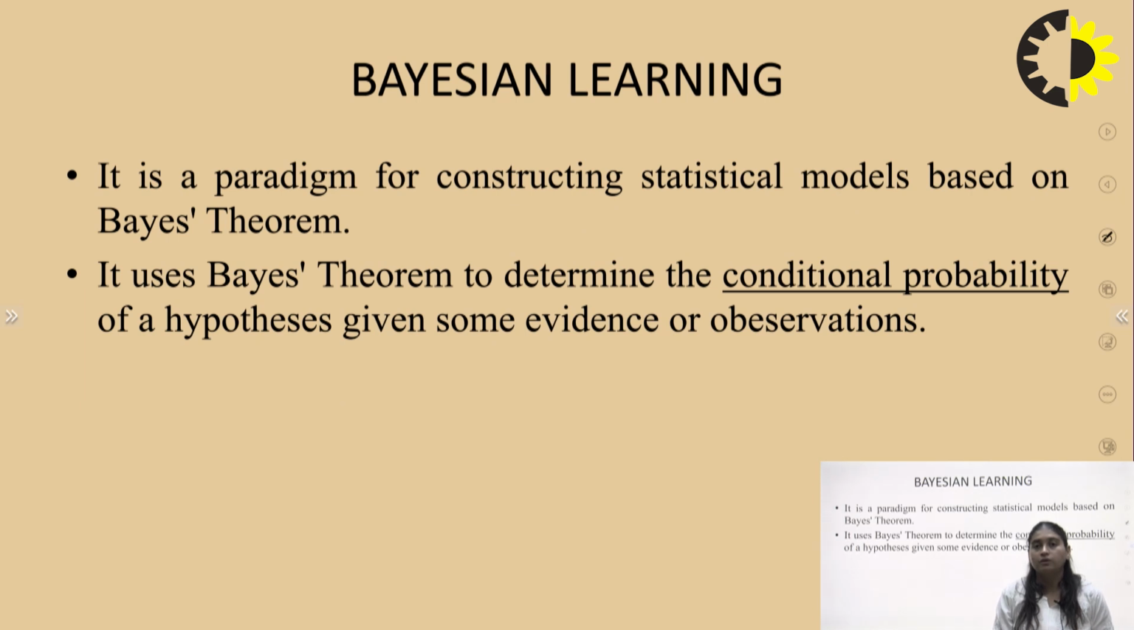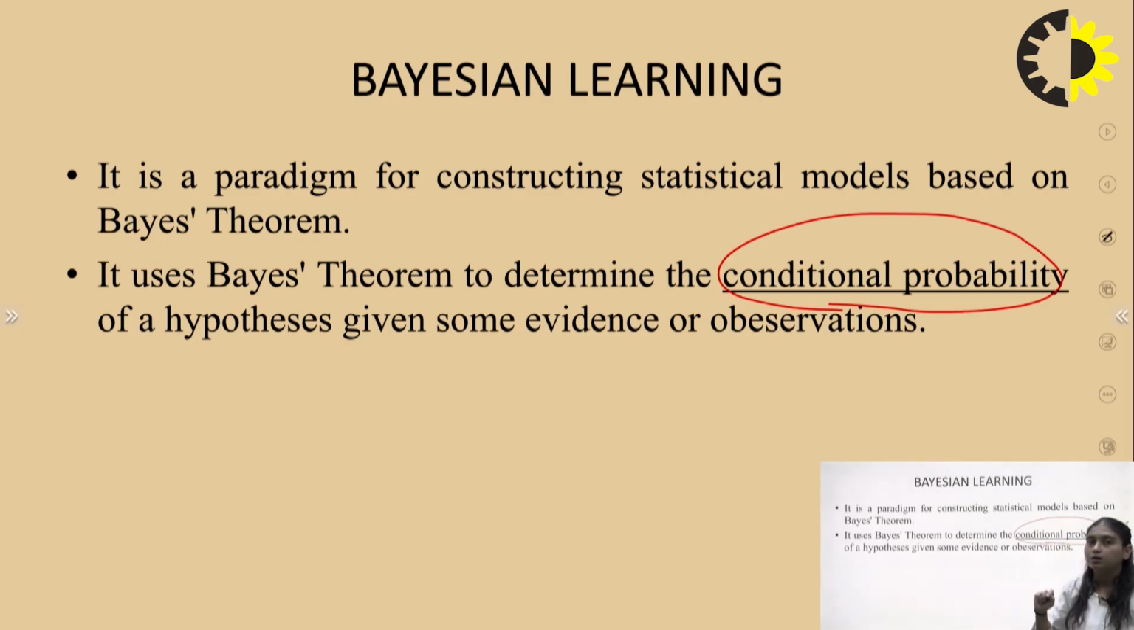Then we have Bayes theorem, and under the Bayes theorem head, we have certain algorithms like the naive Bayes classifier, then Bayes optimal classifier, EM algorithm, then Bayesian learning, and we have certain derivations based on the Bayes theorem. So it uses Bayes theorem to determine the conditional probability. All these concepts are based on conditional probability. And the third part is SVM.